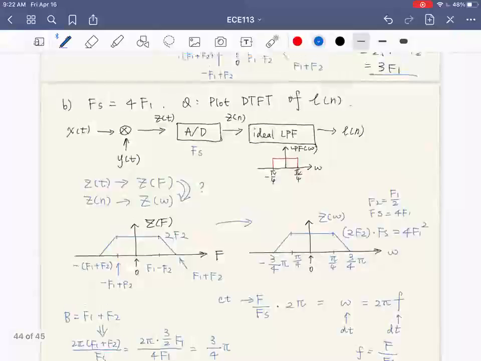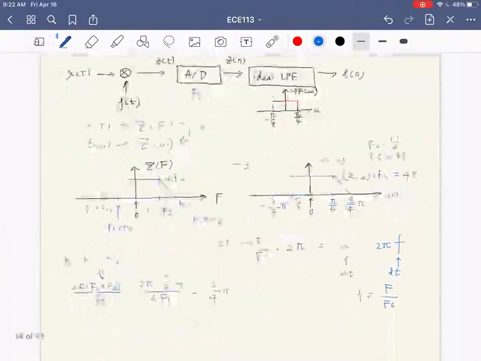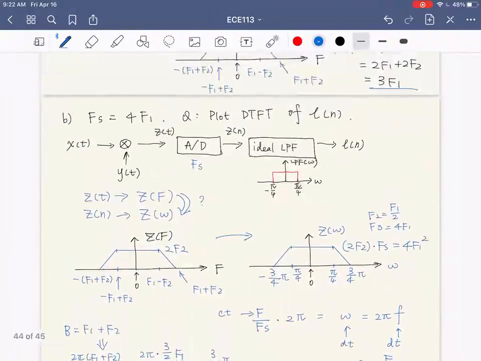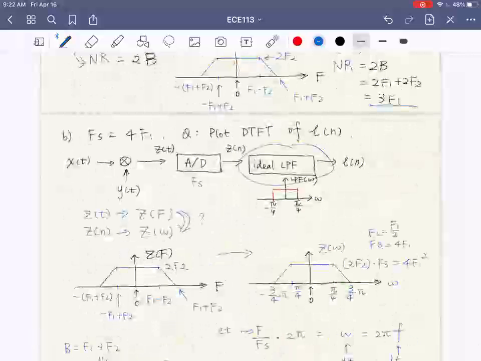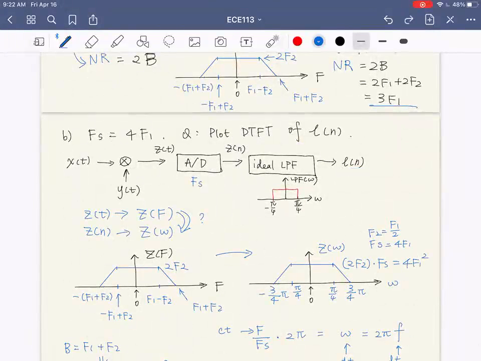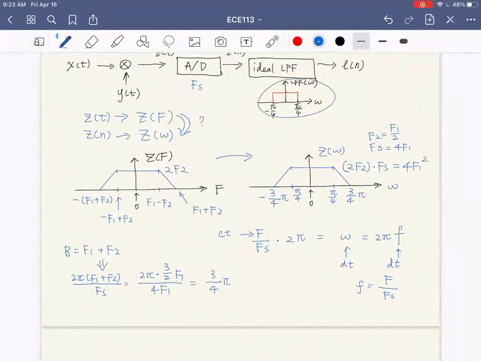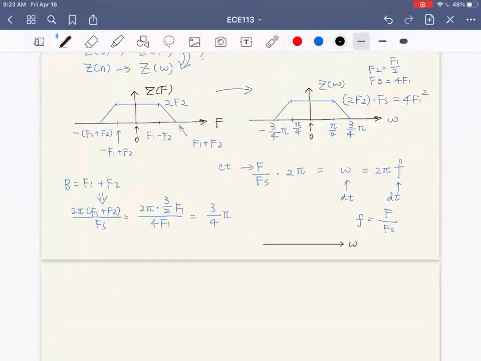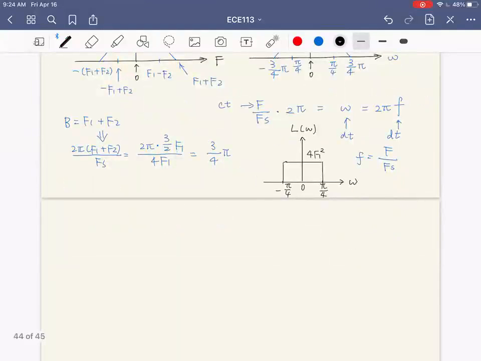Great. Okay, so we are almost done in problem B. Our last step is to let Z of omega go through the low-pass filter and get L of omega, right? So we mentioned that the low-pass filter is an ideal window from minus pi over 4 to pi over 4. And this will be very easy here. We're basically cutting out the things outside of the window. And what we get is, the value is 4 f1 squared, and the range is the range of the filter. Clear? Nice. So we are done.